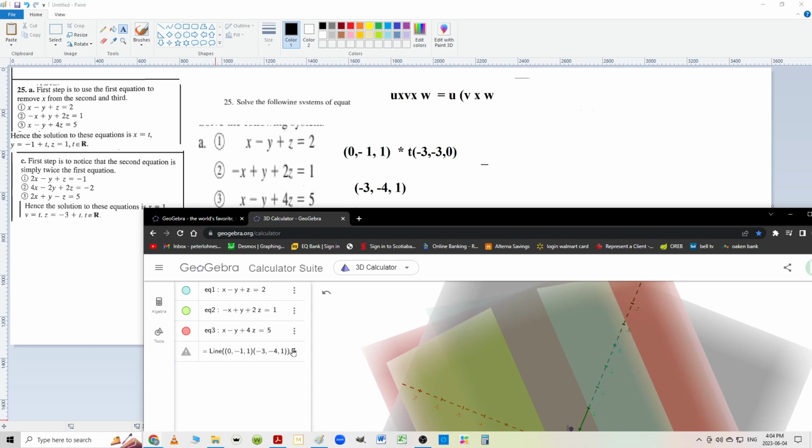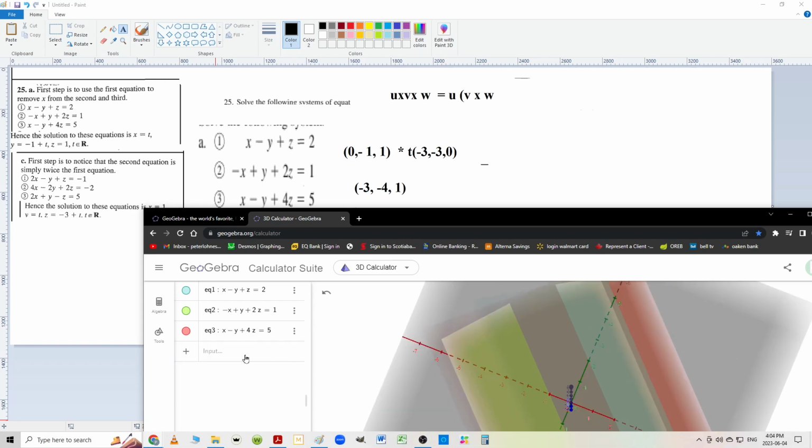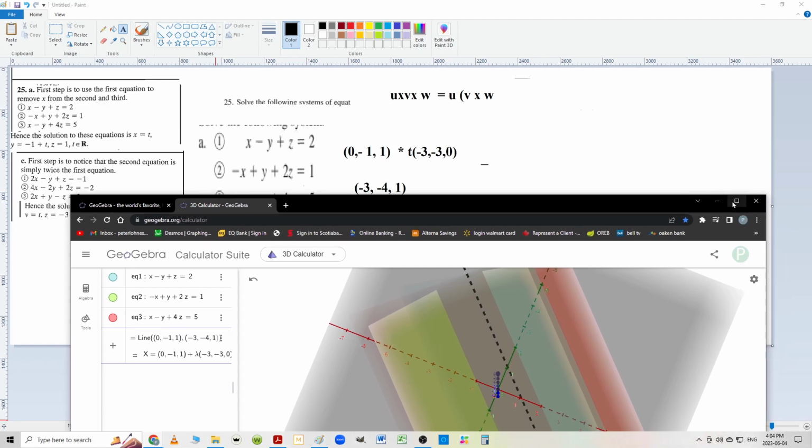Oh, it did not draw the line, so we have to delete it and try it again. This thing is very finicky for drawing lines. So I have to choose line, I have to choose point to point, and I have to open brackets, first point, 0, comma minus 1, comma 1. Second point, minus 3, comma minus 4, comma 1 again. And we'll draw a line now. Hopefully that's our line of intersection.